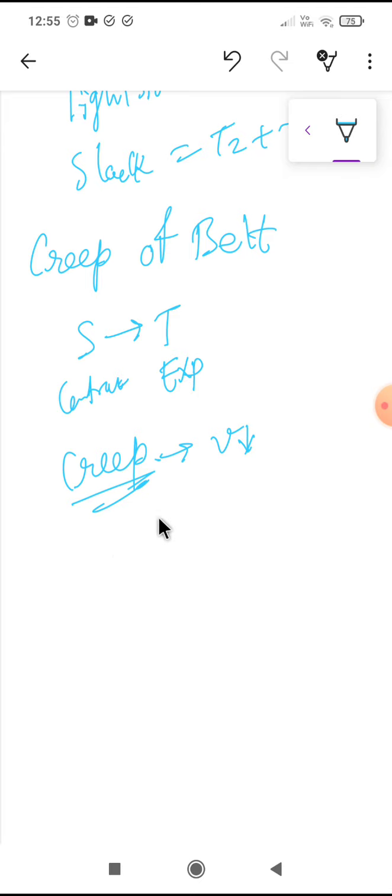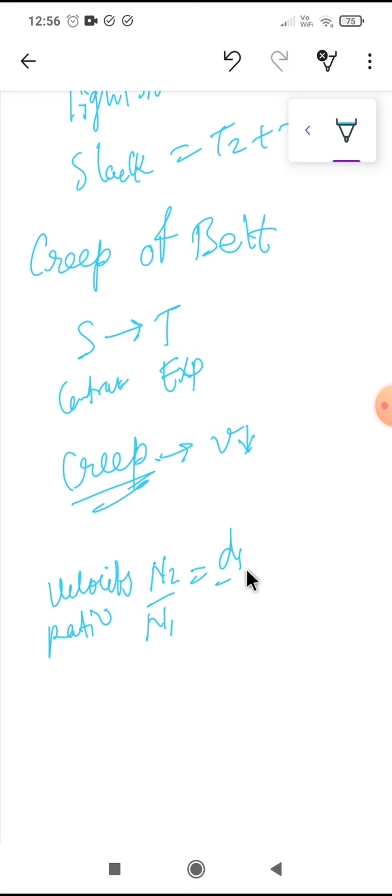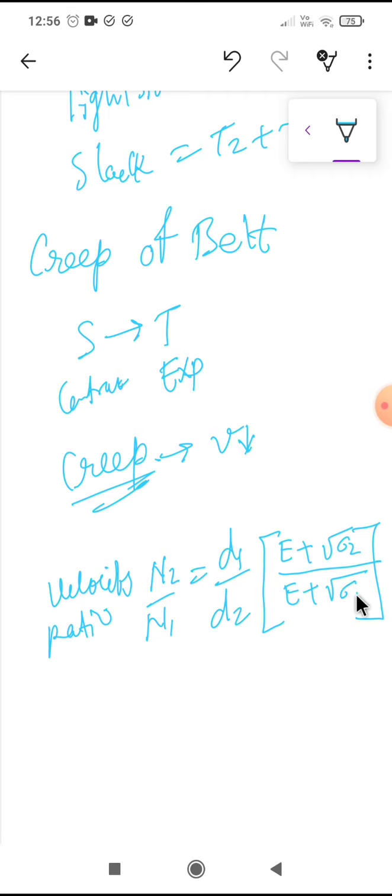So considering creep, the velocity ratio, that is n2 by n1, is equal to, suppose, d1 by d2. This is our formula, but there will be a multiplication of a factor to consider creep. That is (e plus under root sigma 2) over (e plus under root sigma 1).